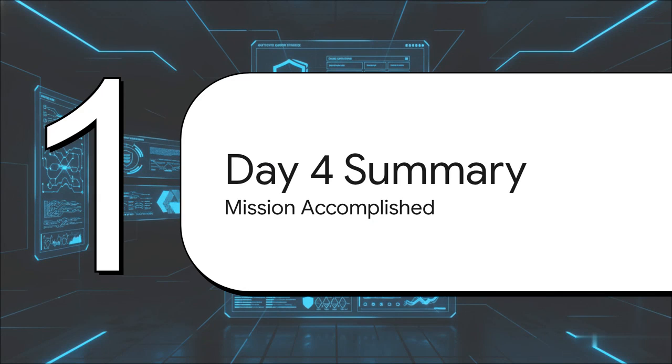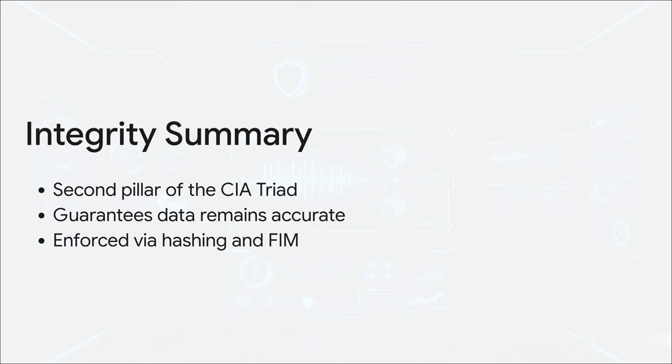All right, let's wrap this up. Day 4 summary, mission accomplished. So, just to quickly recap what we've covered today, integrity is the second pillar of the CIA Triad. It's the absolute guarantee that our data stays accurate, complete, and totally protected from unauthorized tweaking throughout its entire life cycle. And we enforce all of this using some brilliant tools like cryptographic hashing, file integrity monitoring, and digital signatures.